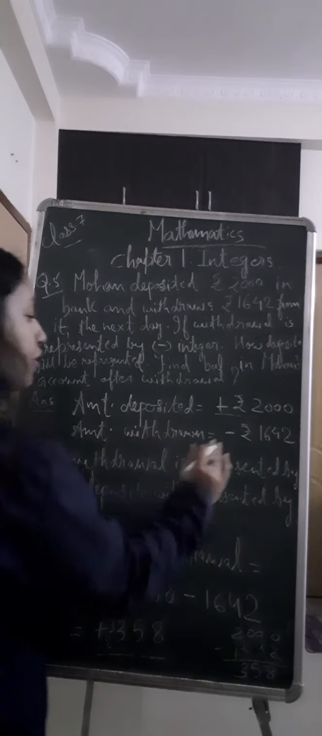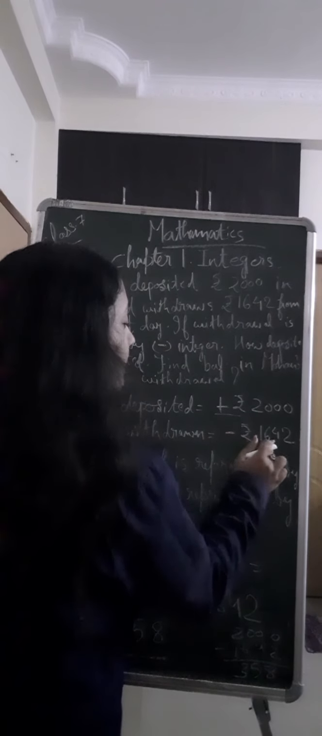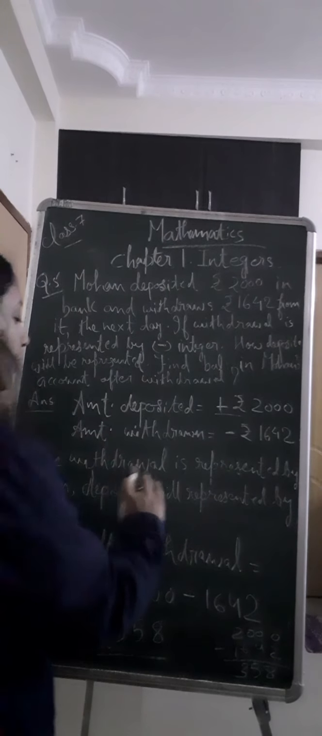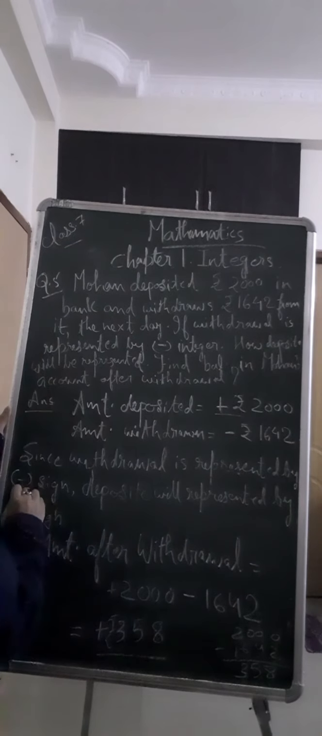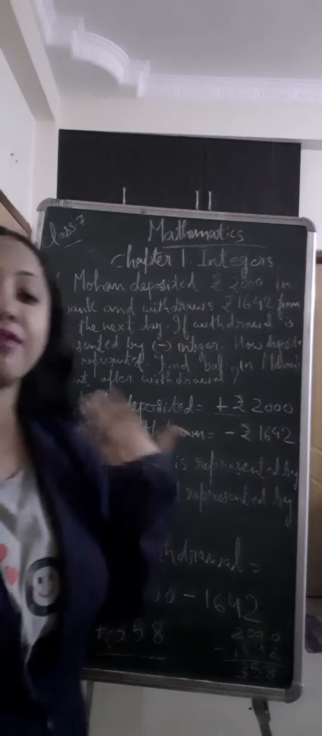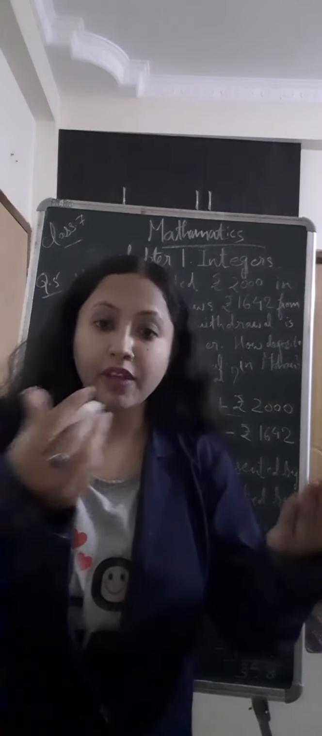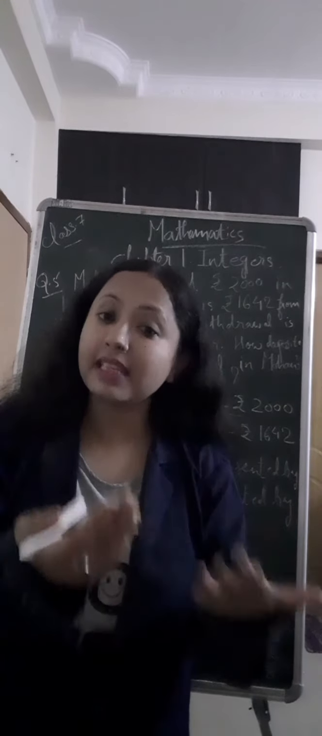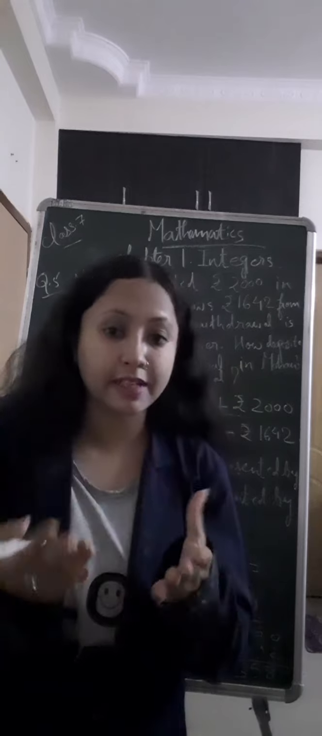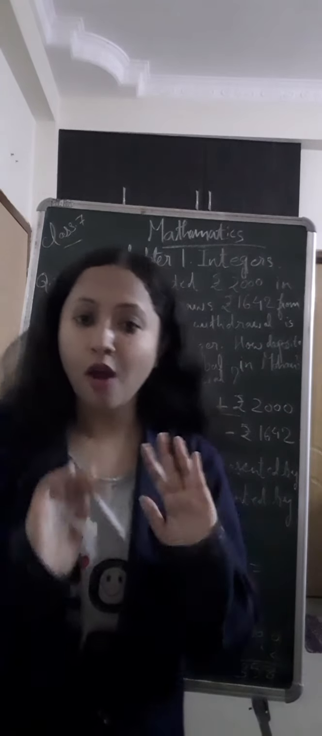Now the amount withdrawn we have represented as minus 1,642 rupees. So since the withdrawal is represented by a negative sign, the deposit will be represented by a positive sign. Of course, when we are withdrawing, when we are taking out something, that is negative, so when we are depositing some amount, that will be represented by a plus sign, just the opposite.